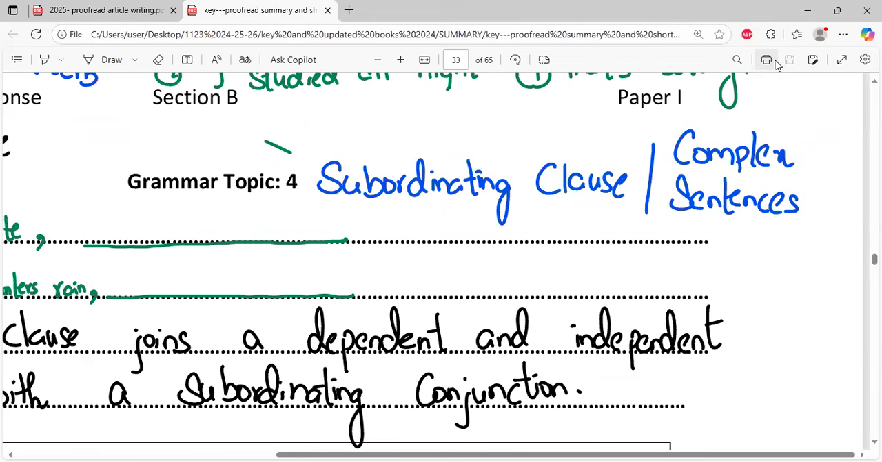Many students are able to use this term a number of times, and they know that they have to use complex sentences in their writing. But unfortunately, we find that some students, despite knowing it only technically, are unable to construct these sentences. So in this session, we are going to see how we can easily construct subordinating clauses.